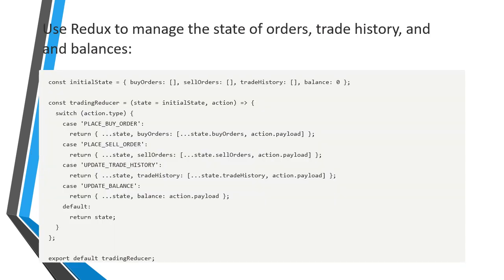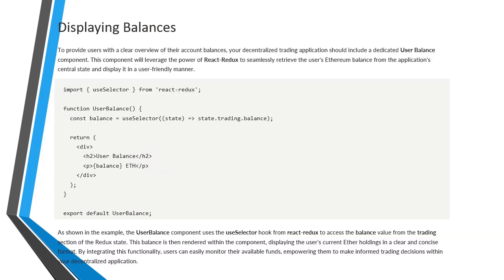Here, first we define a constant named initialState. We set the buy orders, sell orders, and trade history arrays to empty, and we set the balance to 0. After that, we declare a constant named tradingReducer, and then we define it as an arrow function that takes two parameters, which are state and action. Then we define the switch case, which is really simple if you look at it.